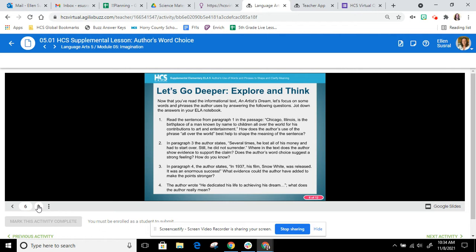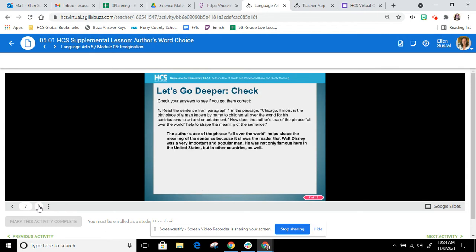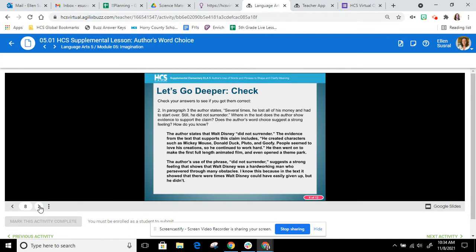They're kind of just models of how to answer these types of questions. So you've got your 4 questions here that you'll answer in your notebook. And then if you continue on, it has the answers to those questions so that you can check your work. The bold print is the answer to each of the 4 questions. So this is question 1, and here's the answer so that you can check your work. Question 2 and the answer so you can check your work.